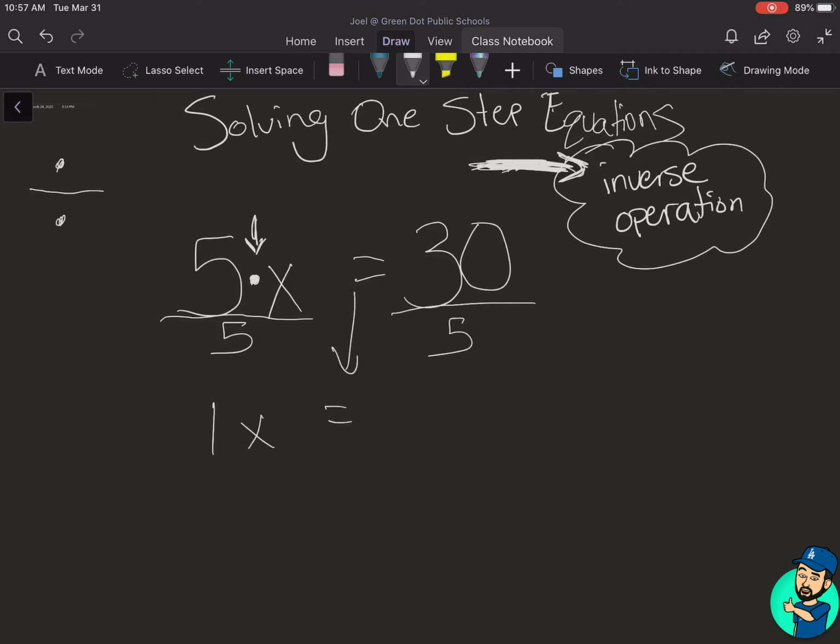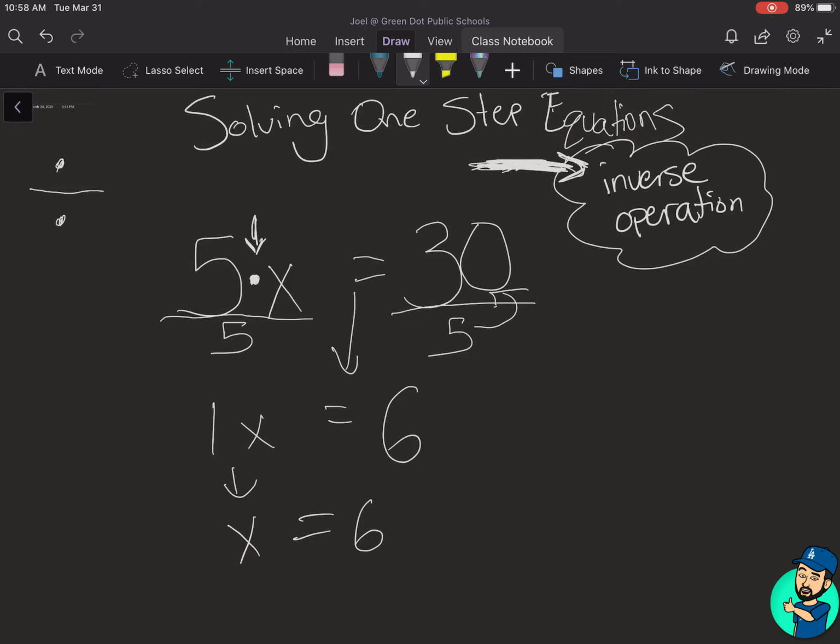Equals 30 over 5, which means 30 divided by 5. Or, how many times can 5 fit into 30? 6 times. And 1x is the same as just x. And x does equal 6.